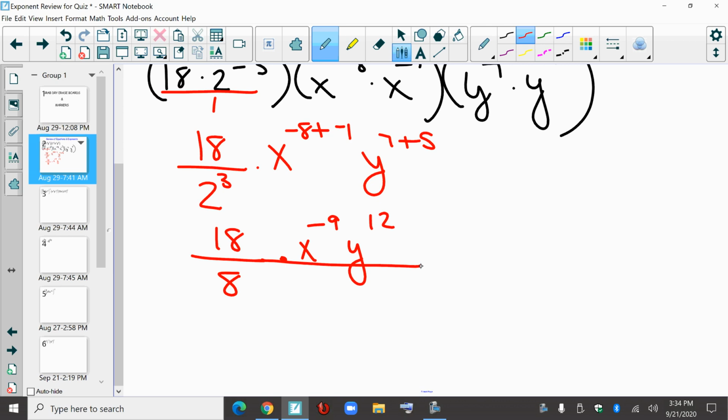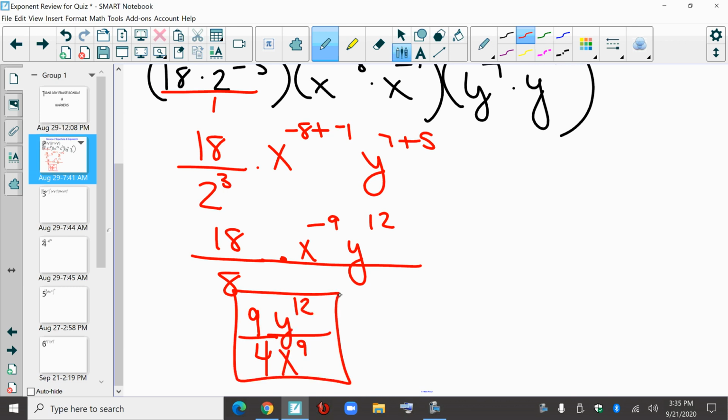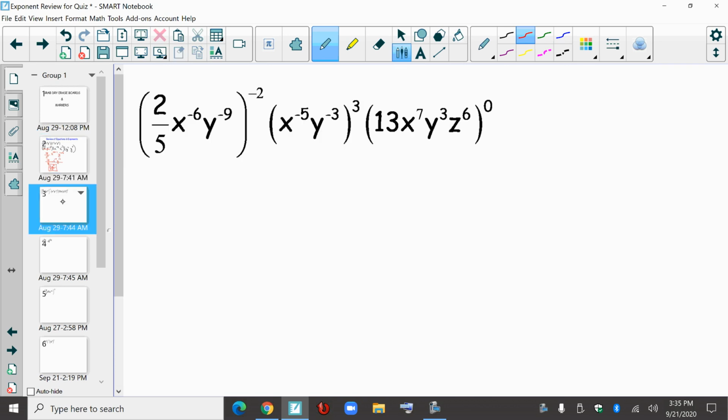I'm going to extend that bar, and you're going to reduce. 18 over 8 is going to reduce down to 9 over 4. X goes to the bottom and becomes positive, and the y to the 12th stays on top, and this is what you get. Okay? Next, go ahead and pause me and write this down.